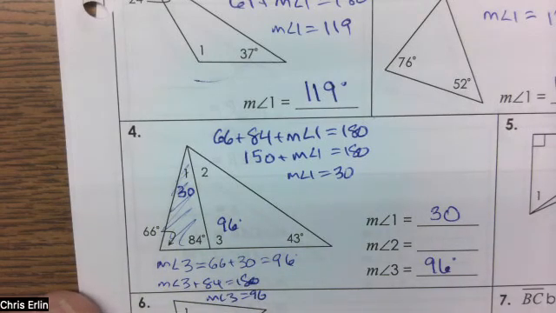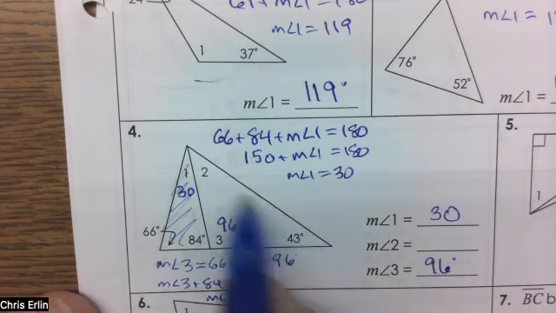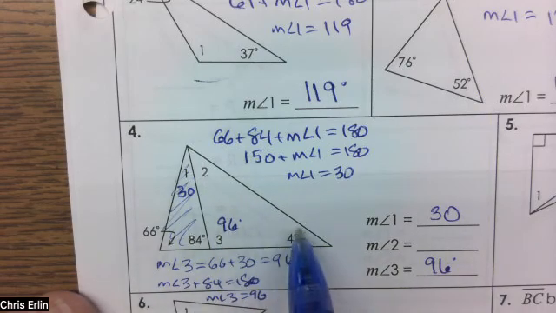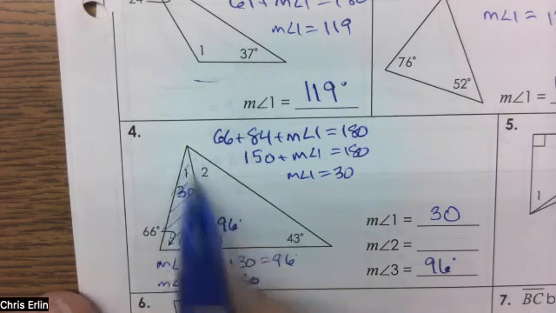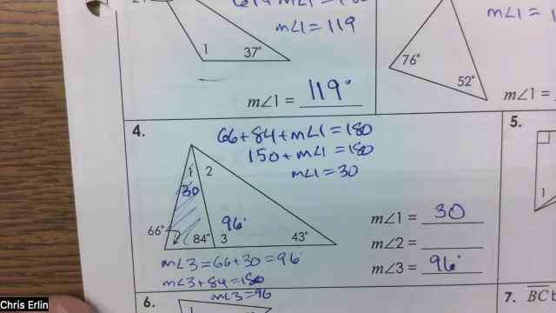Does anybody see a second way we could do it? Yeah, Laura? Like, 96 and 43 plus measuring angle equals 180. Great, because this is also a triangle. So you could say 96 plus 43 plus the measure of angle 2 equals 180. And that would find it. One more way.